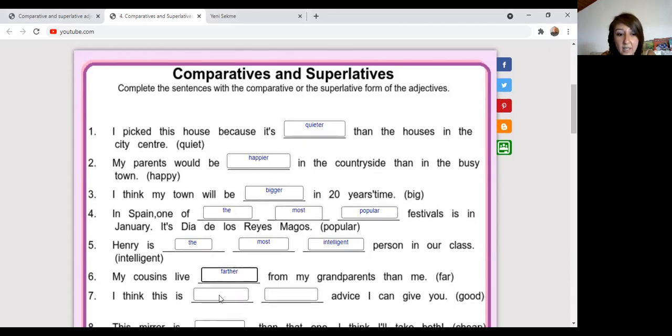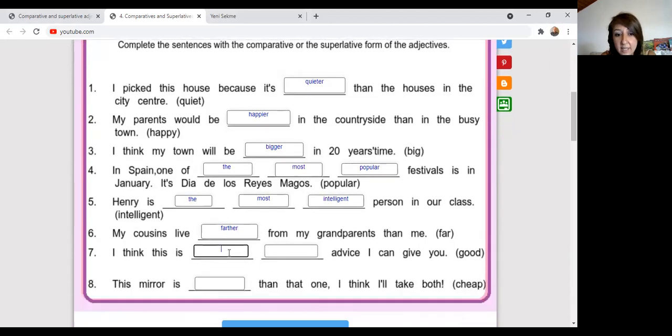Okay, I think this is, yes, good, the best for superlative. So we can say, I think this is the best advice I can give you. Very well. And this mirror, okay, very well, Eileen. This mirror is cheaper than that one. I think I'll take it. Okay, very well. Thank you very much.